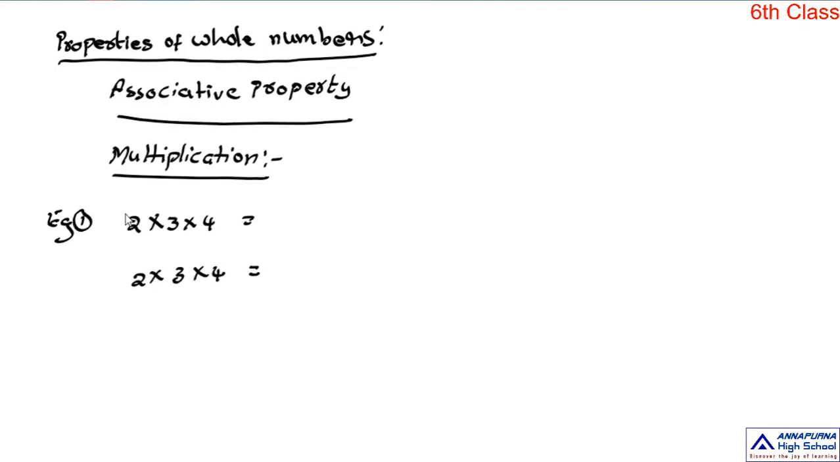First case, if we multiply first 2 and 3, what is the result? 2 into 3, 2 3s are 6. And then multiply 4 to their product. 6 into 4. 6 4s are 24.